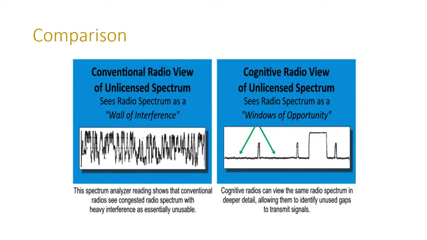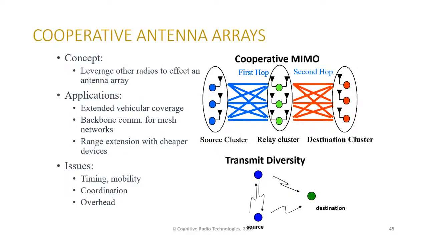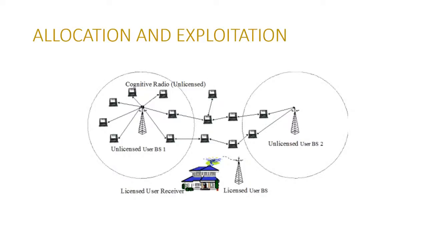Spectrum usage in cognitive radio versus conventional radio, and the problem with conventional radio, are specified here in a comparison. Cognitive radio makes spectrum allocation smooth and uses the spectrum more effectively. The cooperative antennas we spoke about earlier apply here too. How allocation and exploitation of cognitive networks can be done is shown: with an unlicensed user, base station 1 and base station 2, a cognitive radio user can move onto the unlicensed spectrum, request the unlicensed spectrum base station, get the spectrum allocation, and receive the data. That is the concept of these networks.